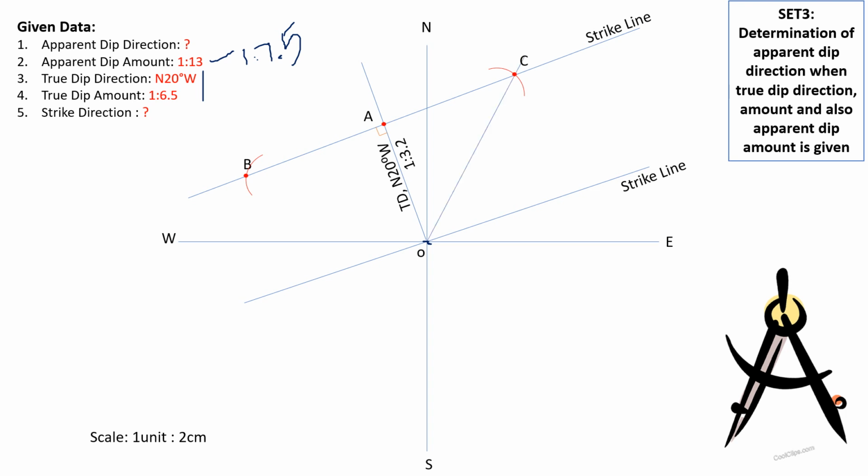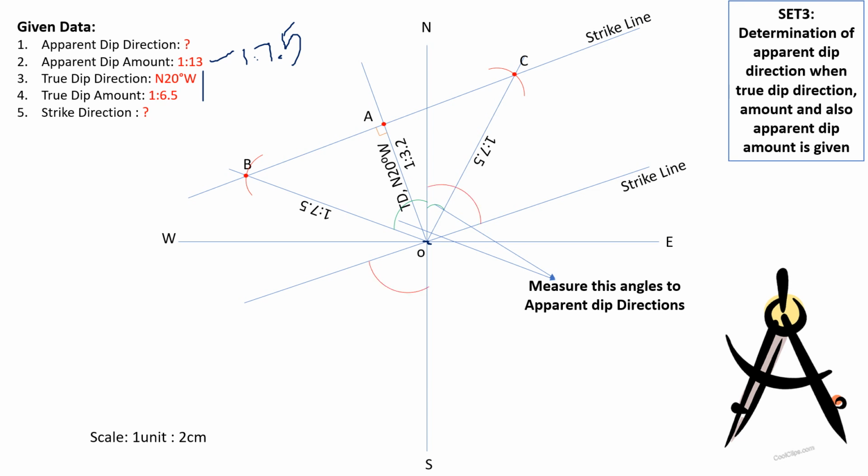Then we'll join a line from C to O as well as B to O. Now there is no need to measure this distance because we already know the apparent dip amount, but we have to measure these angles with respect to north for the line OC and with respect to north for the line OB to get the apparent dip directions. So here we will be getting two directions. One is north to east and another will be north to west.